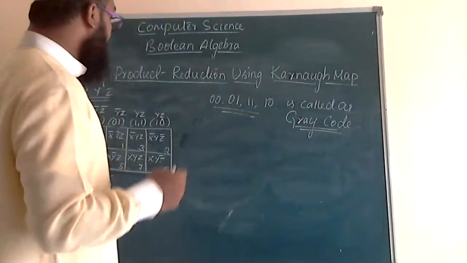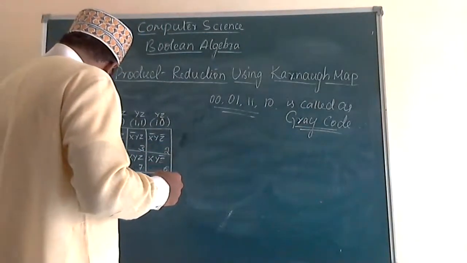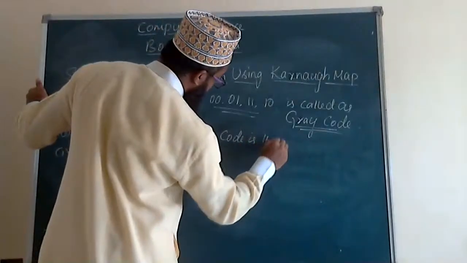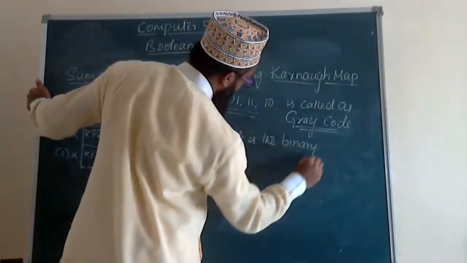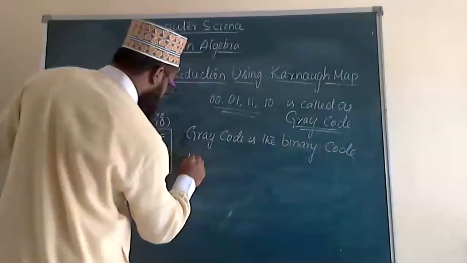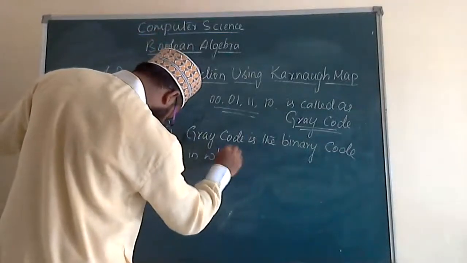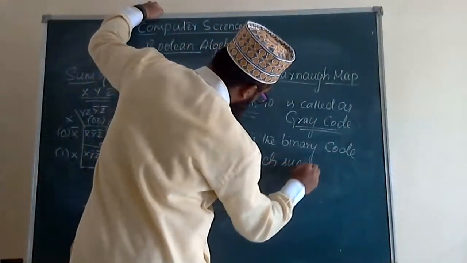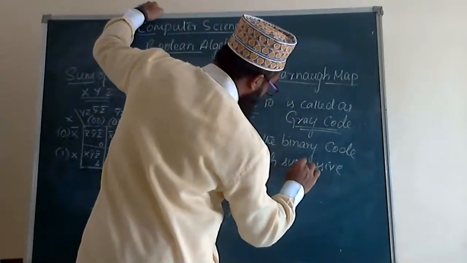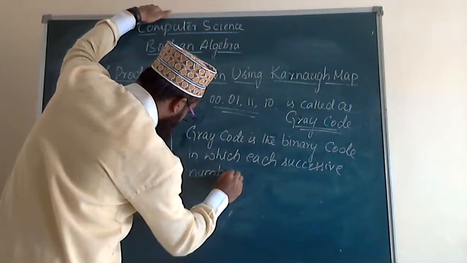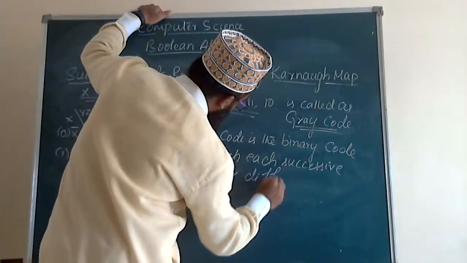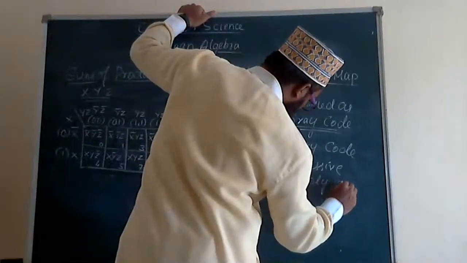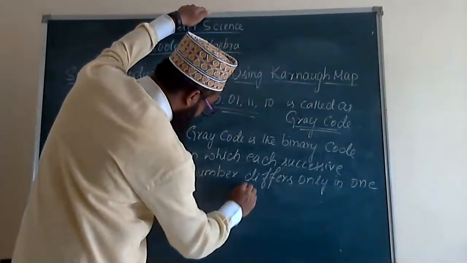No, I will write here. Gray code is the binary code in which each successive number differs only in one place.